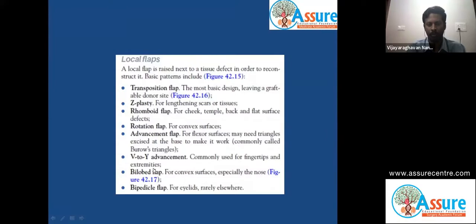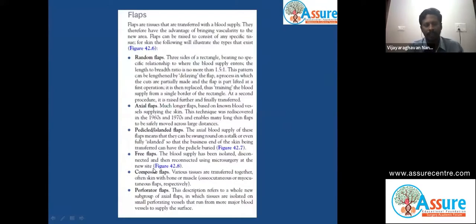If you see flaps in Sebastian, this is what you will find. Sir, they are giving so many different types. Here they are telling random flap, axial flap, pedicled flap, and free flap. There's no mention of those things. So how to come to a conclusion, sir? What's the correct thing? Actually, both are correct.